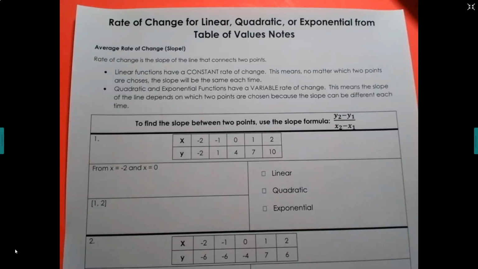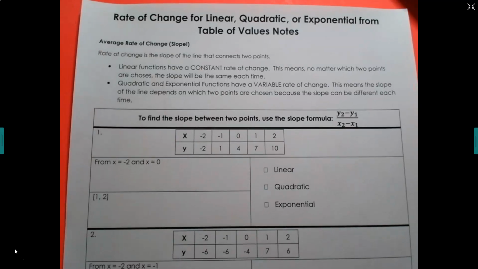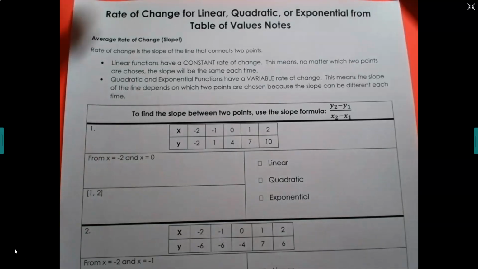All right, for today we're going to expand on our finding the rate of change for linear, quadratic, and exponential functions, and we're going to use the table of values. So we kind of hinted at that in the last video where I had you put the equation in and then you went and looked at the table of values. So today should be pretty simple, and I think we'll do okay.